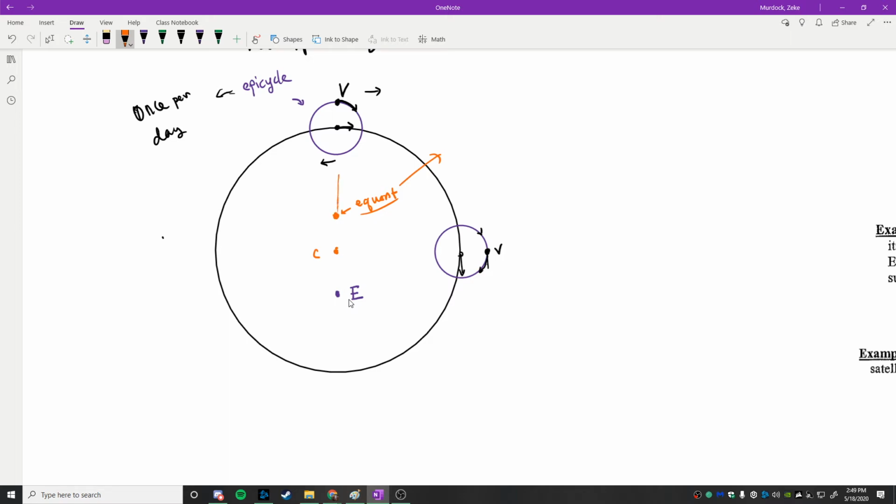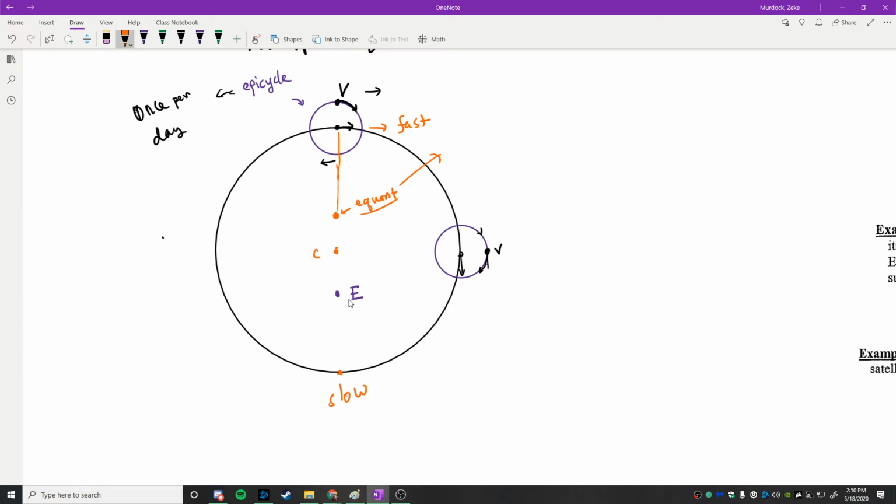The equant represented the point around which, I'm trying not to use modern language, the point around which the epicycle moved with uniform circular motion. I don't know if that makes any sense. What that means is the epicycle itself actually had to go faster over here and slower over here to make it all work.